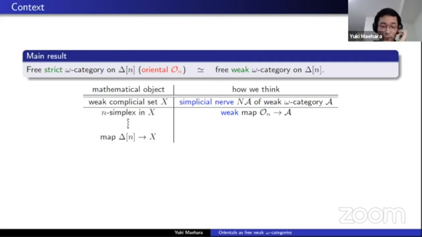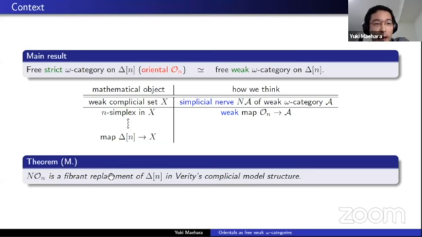Anyway, this is the context around the result that I've proved. If you know about these things, the actual precise statement is a bit stronger than this, but essentially what I prove is that the nerve of the Oriental is a fibrant replacement of the n-simplex in Verity's model structure for complicial sets, although you don't really have to know exactly what this sentence means for the rest of this talk.